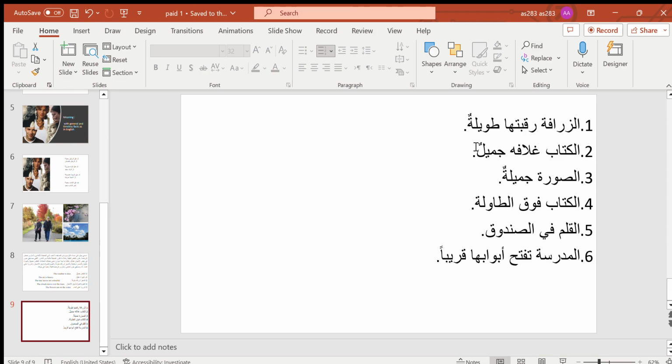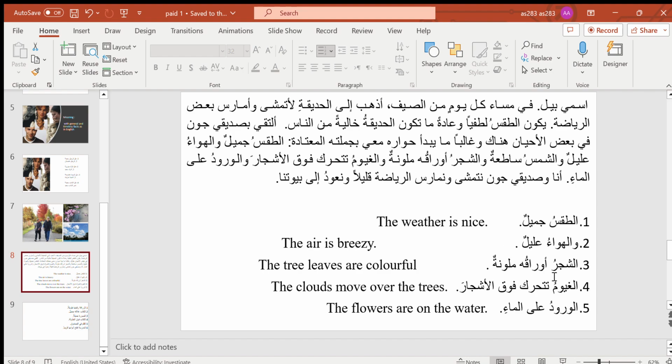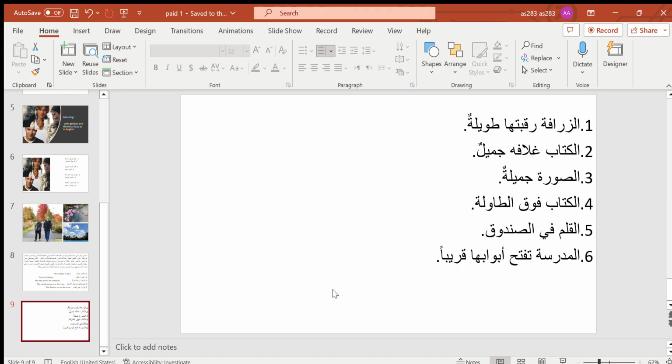الزرافة رقبتها طويلة. الزرافة, the giraffe. Okay. Its neck. Its neck. Okay. Long. So this one is similar to the ones presented here. الشجر أوراقه ملونة. The trees, their leaves, colorful. Okay, so I'm translating literally from Arabic just to let you know how these two sentences, the sentence number 3 here, الشجر أوراقه ملونة, and the sentence here, الزرافة رقبتها طويلة, share the same type of subject-predicate structure.